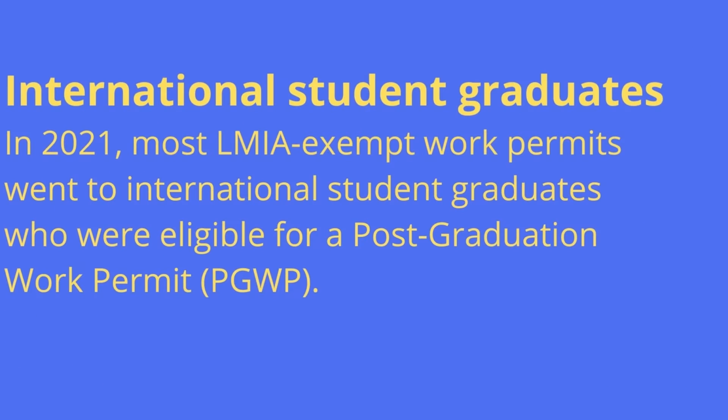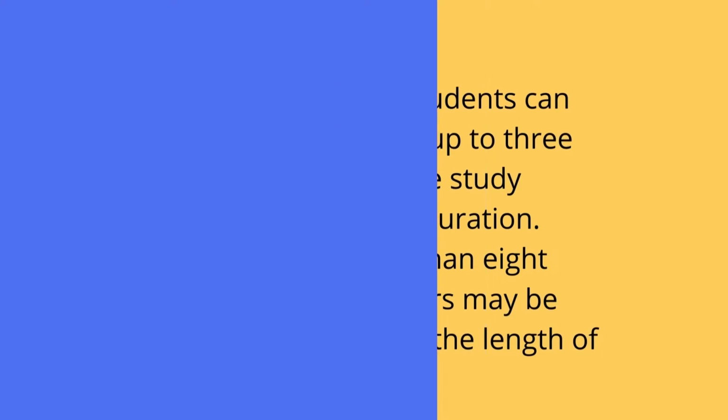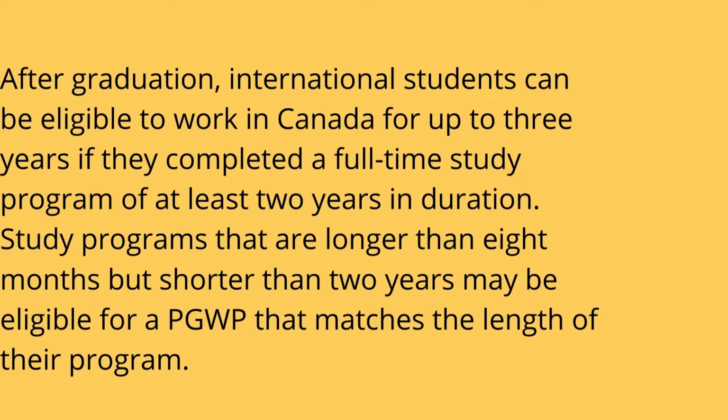Let's go into detail. International students, graduates. In 2021, most LMIA exempt work permits went to international students, graduates who were eligible for the post-graduation work permit, which is called in short form PGWP. After graduation, international students can be eligible to work in Canada for up to 3 years if they completed a full-time study program of at least 2 years in duration. Study programs that are longer than 8 months but shorter than 2 years may be eligible for a post-graduation work permit that matches the length of their program.